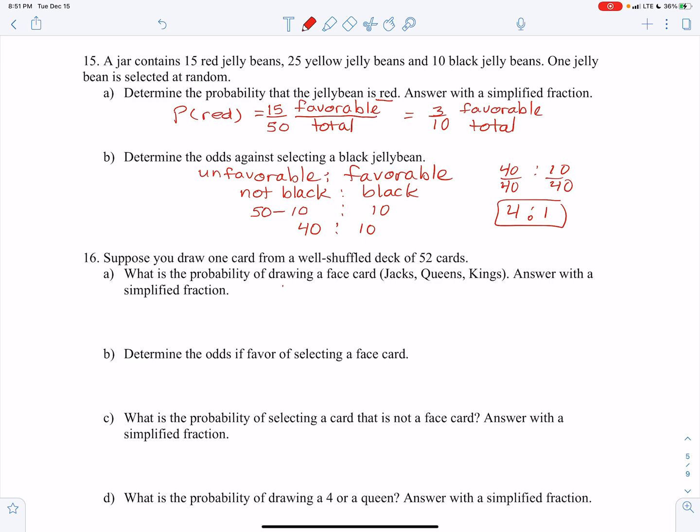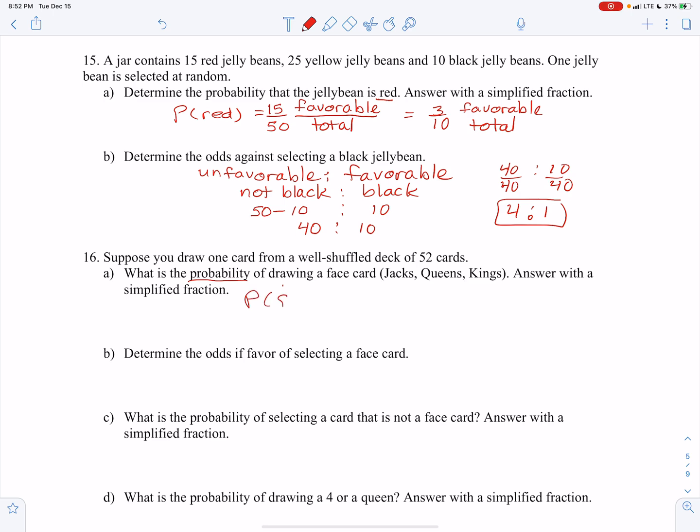16. Suppose you draw one card from a well-shuffled deck of 52 cards. What's the probability of drawing a face card? Now, a face card consists of jacks, queens, and kings of all four suits. Jacks, queens, and kings of hearts, diamonds, spades, and clubs. So, to find the probability of a face card, if we're going to express that as a fraction, it's going to be the favorable outcomes, the outcomes that are favorable to face cards, over the total.